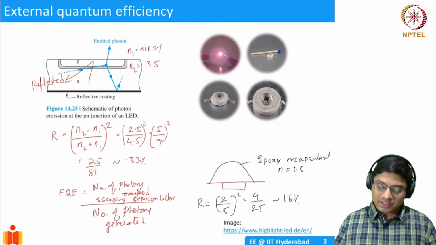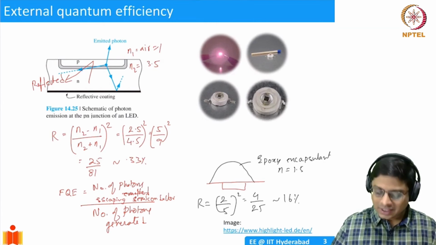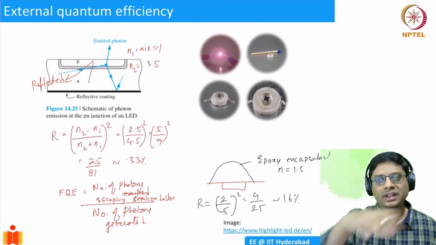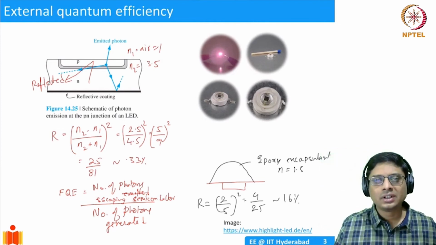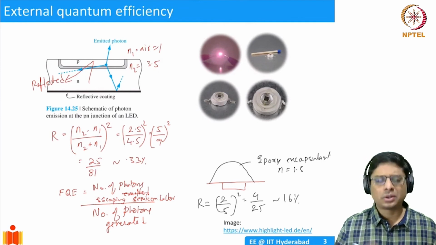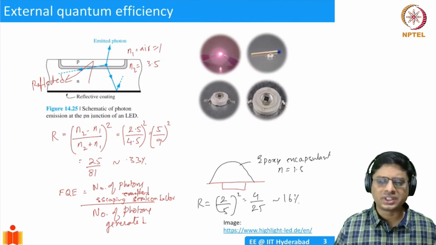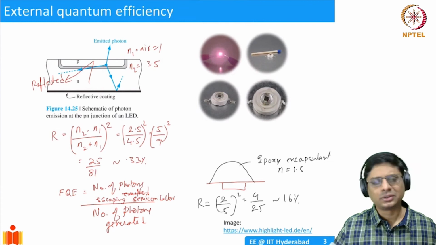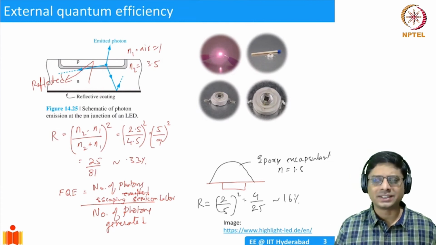So we are managing to have less reflection, and this is shaped in a curved way so that most of the photons will finally come out. And there's a lot of research ongoing about using high index epoxies or graded index epoxies and things like that.